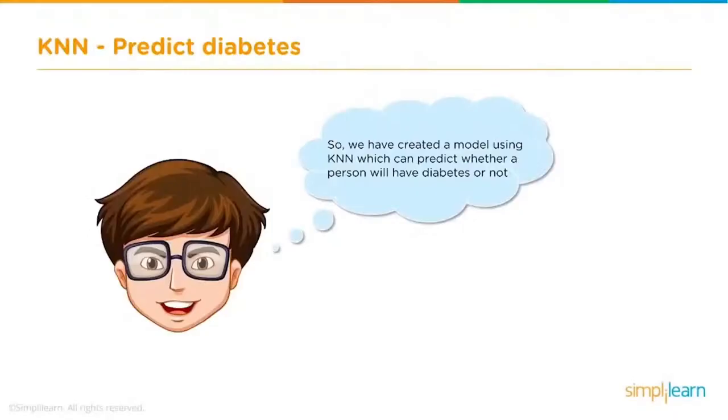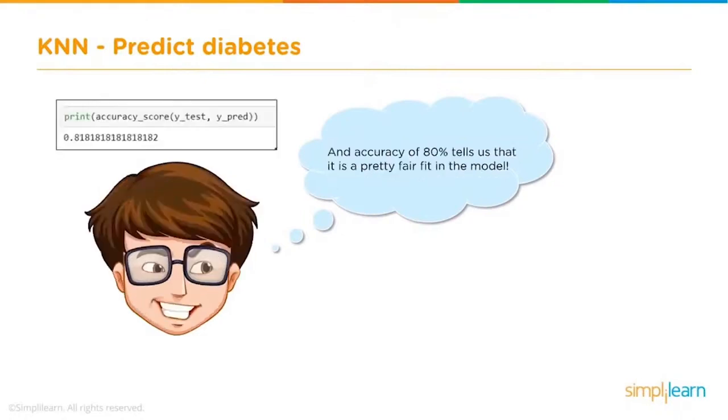So we have created a model using KNN which can predict whether a person will have diabetes or not, or at the very least whether they should go get a checkup and have their glucose checked regularly. The print accuracy score, we got 0.818, which was pretty close, and we can pretty much round that off and say we have an accuracy of 80%. That tells us it is a pretty fair fit for the model.